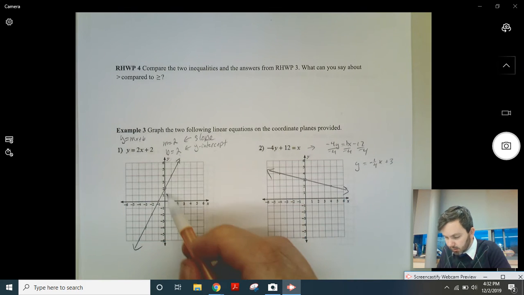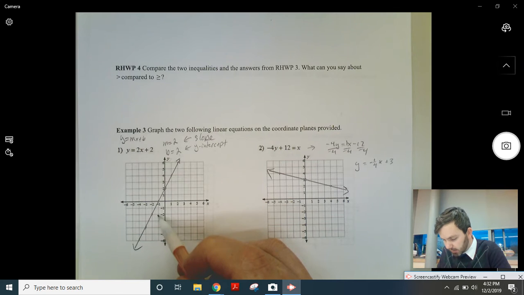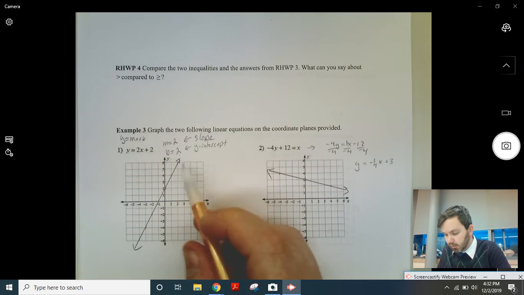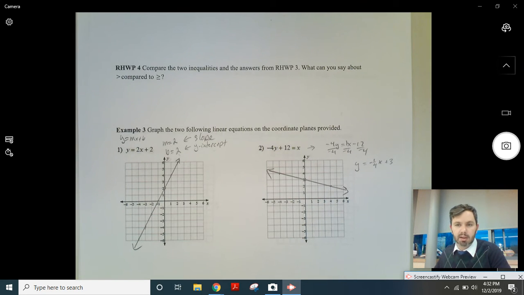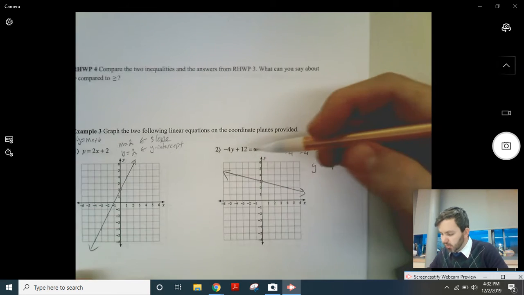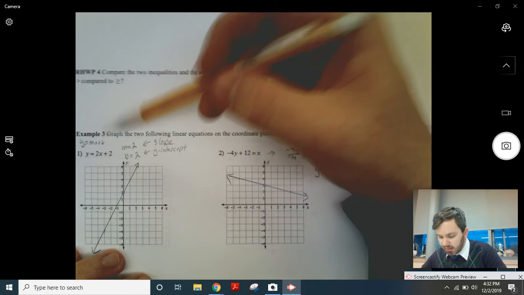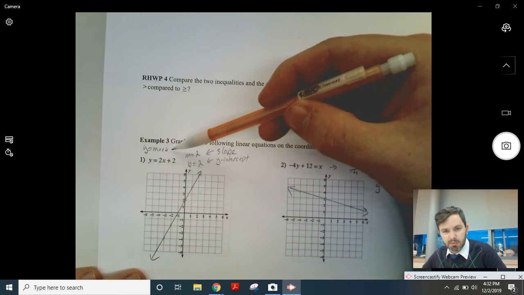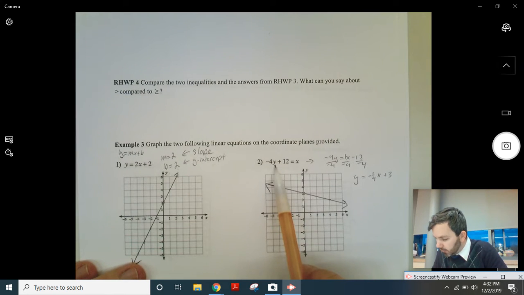And then we do the same thing opposite. Down 2, left 1, down 2, left 1. And we see this is how we get the points. I used my ruler, made a nice line. For number 2, though, there's a little bit more work involved because we're not in this nice y equals mx plus b format. So we have to solve for y here.